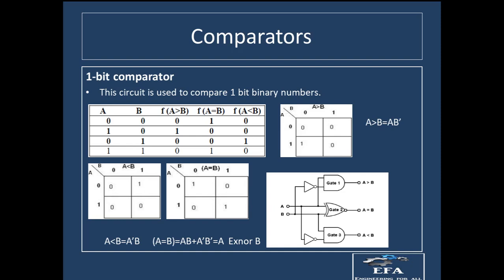Let us say that we are having two numbers A and B which are made up of single bits. So this A is a single bit number and B is also a single bit number. At a time this A has a single bit value, either the value is 0 or the value is 1. Similarly, either B is equal to 0 or B is equal to 1. So these types of numbers are known as single bit numbers. So now we have to compare them.